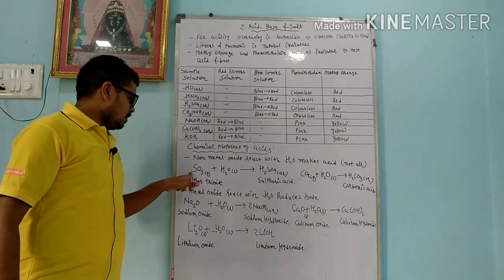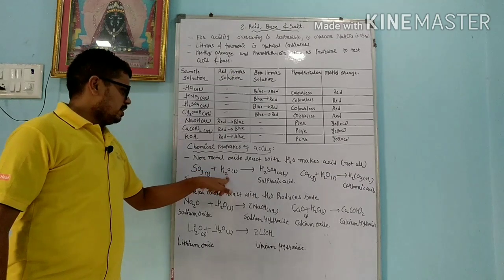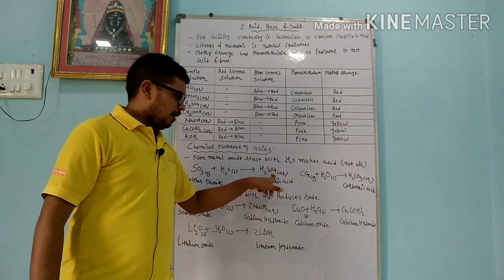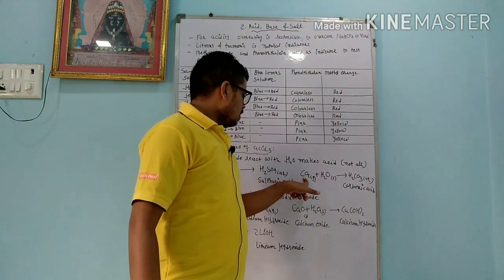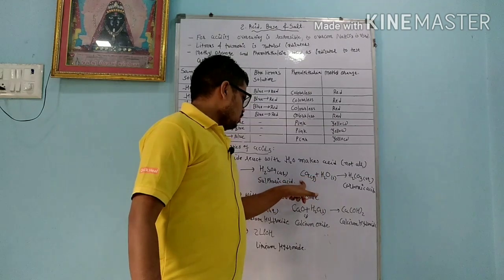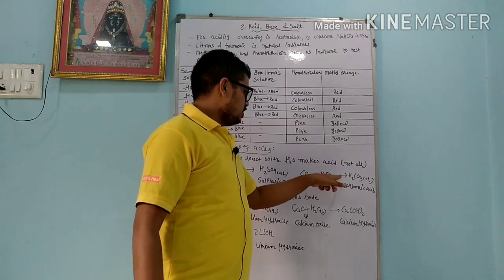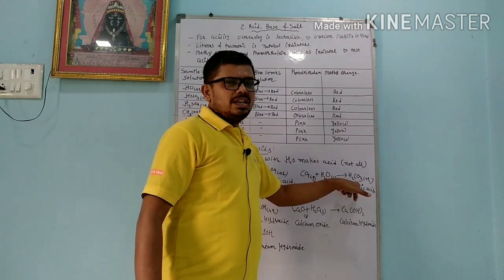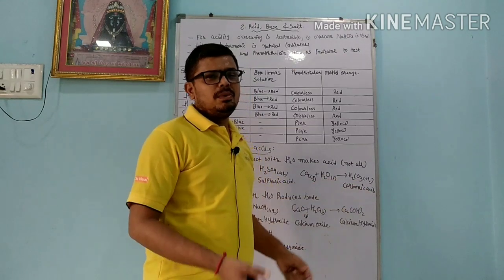Sulfur trioxide: sulfur is a non-metal combined with oxygen, so non-metal oxide plus water makes sulfuric acid, the king of chemicals. Carbon dioxide plus water: carbon is a non-metal with oxygen combined, so non-metal oxide plus water gives H2CO3, carbonic acid. All soft drinks contain carbonic acid, so whenever we open a soft drink, bubbles come out.